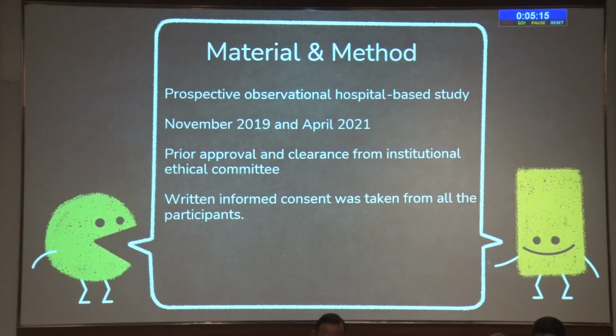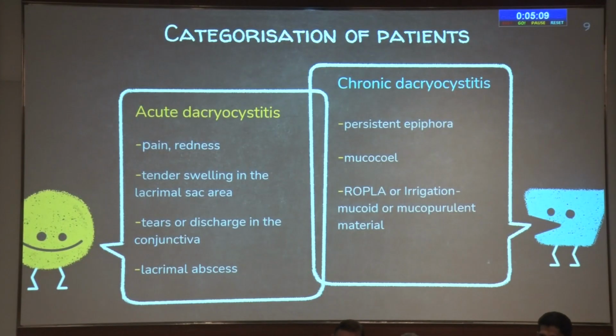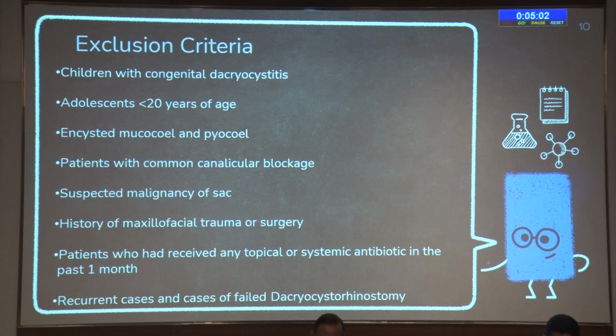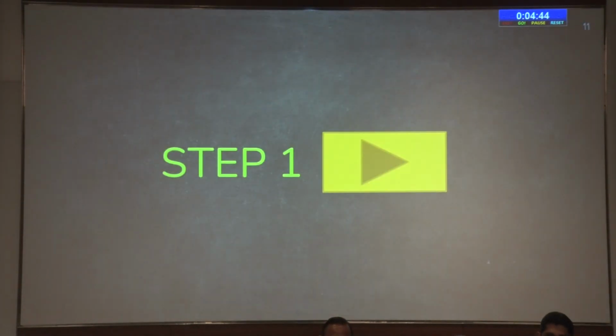It was a prospective observational, hospital-based study conducted from November 2019 to April 2021. First, the categorization of patients was done into acute and chronic on the basis of their signs and symptoms. The exclusion criteria for the study were children with congenital dacryocystitis, adolescents less than 20 years, mucocele, pyocele, common canalicular blockage, malignancy of sac, any maxillofacial trauma or surgery, any history of topical or systemic antibiotic in the past 1 month, recurrent cases, and failed DCR.